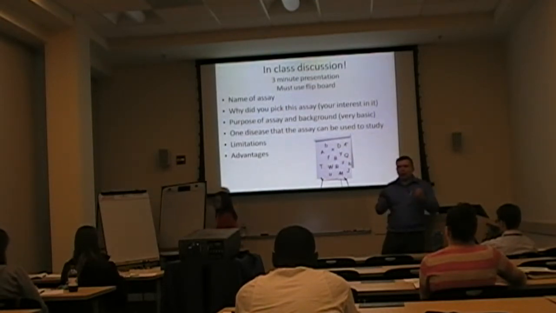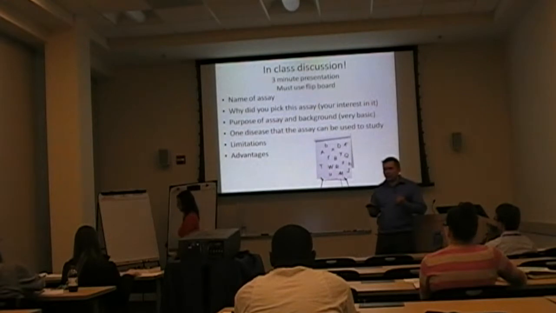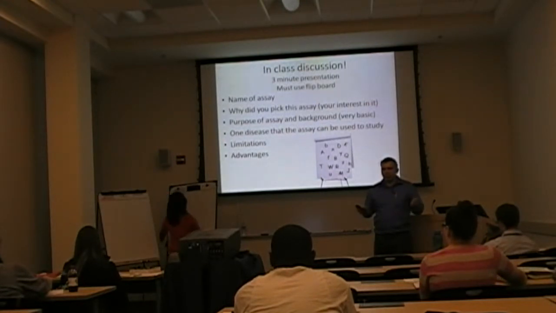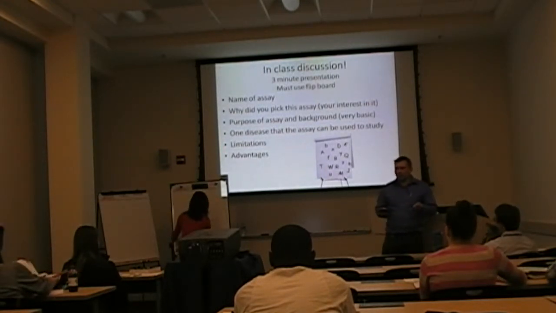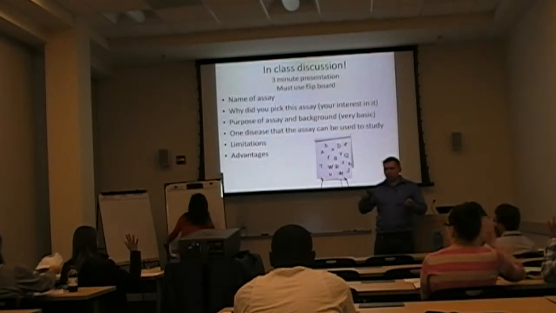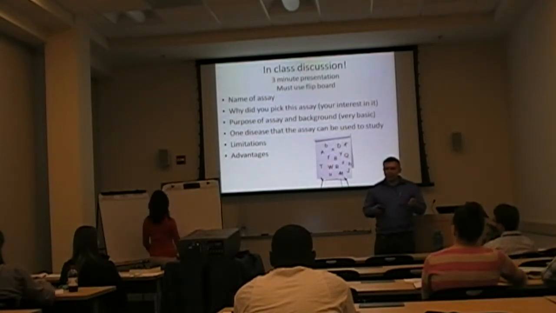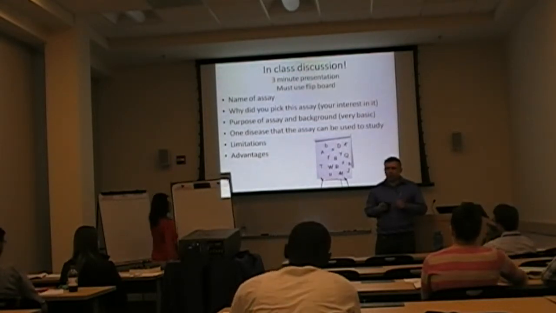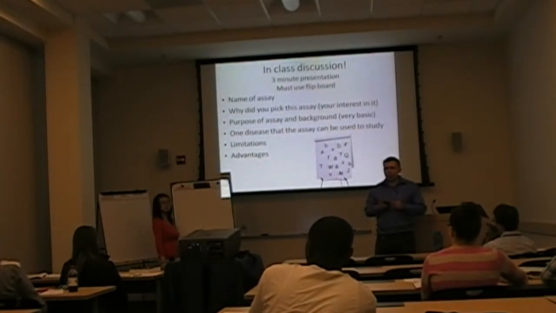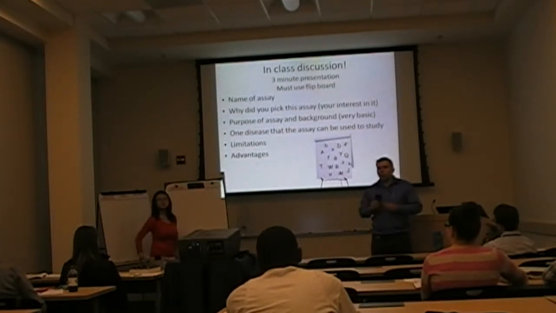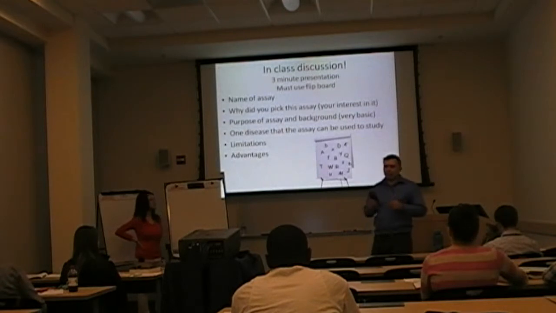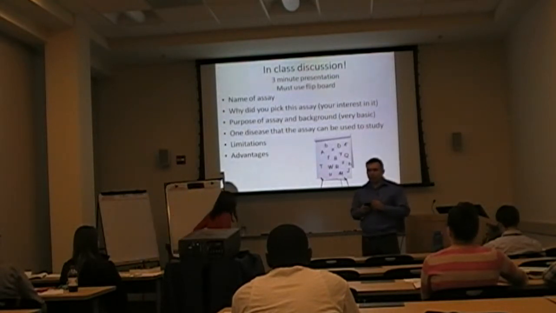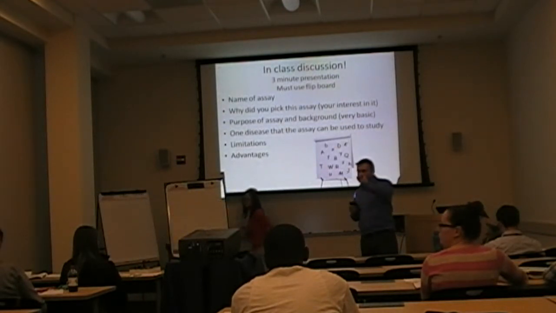Who has an image assay? No one. What about cell? Okay, big group. Cell. What about binding? Binding, one person. What about enzyme? One person. Okay. Who hasn't picked an assay? That's fine.